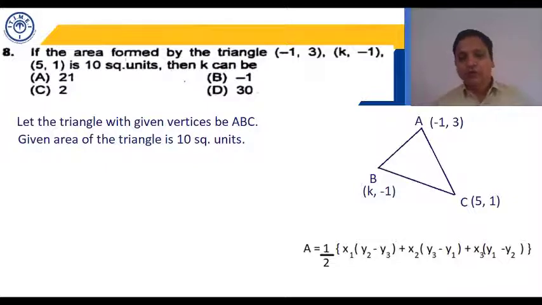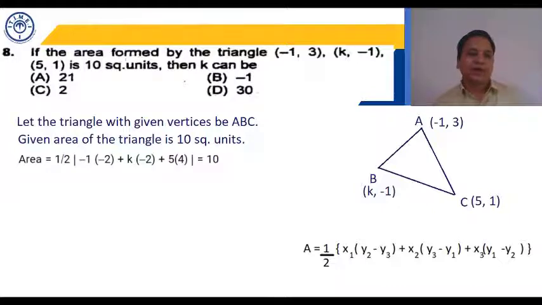Now let's substitute these coordinates into this formula. So what we get? Area equal to half minus 1, then minus 1 and minus 1 becomes minus 2, plus k is x2, B is x2 y2, then 1 minus 3 becomes minus 2, we directly written, plus 5, that is x3, C coordinate is x3 y3, 5 into 3 minus of minus 1 becomes 4. Now this is given as 10. We had put a modulus sign. This is given as 10 because area is always positive.